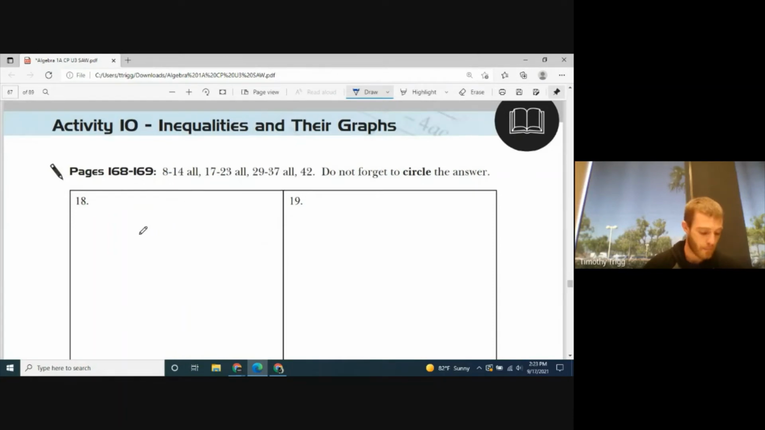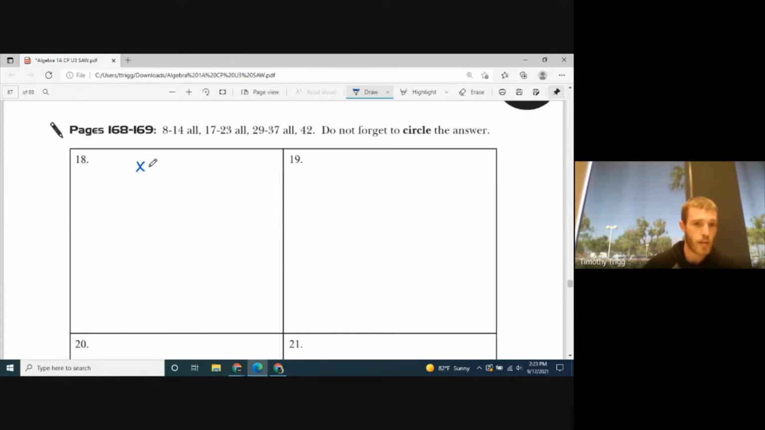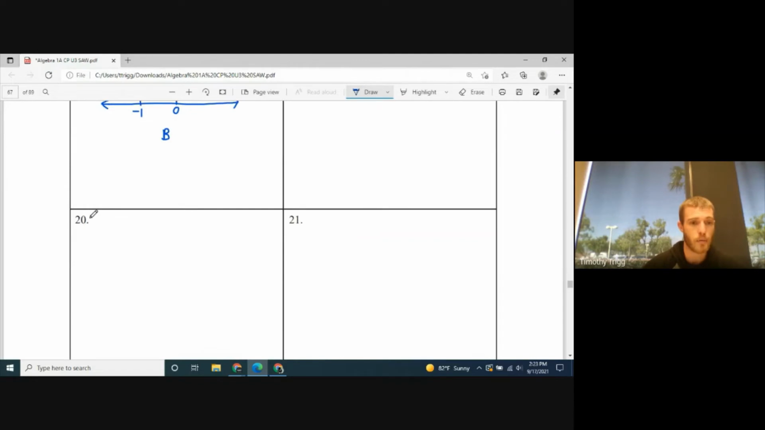For 18, it's x is greater than or equal to -1. So again, I would draw my number line. I'll put 0, and I'll put the value I'm looking at, in this case, -1. And in this case, it's greater than or equal to. So that's going to be a solid dot because it has the or equal to. And it's greater than or equal to that, so that's going to go over here. So that's going to be answer choice B. Okay. Try 19 and 20 on your own.